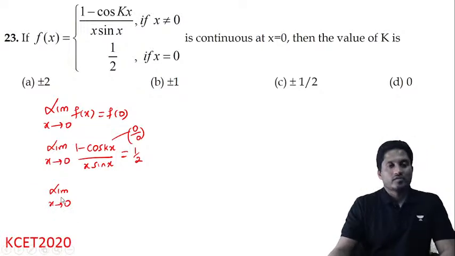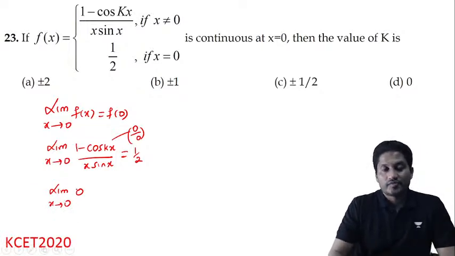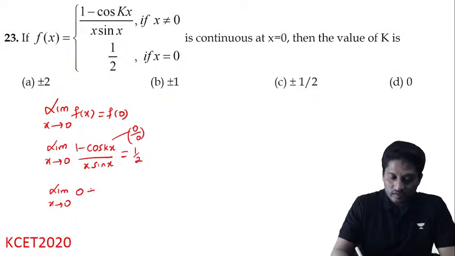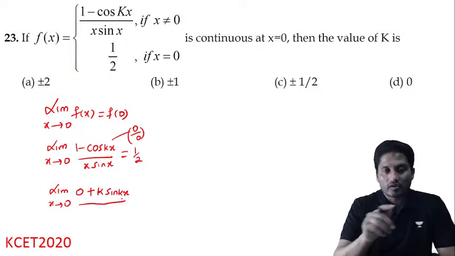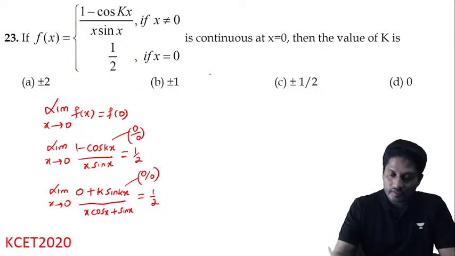Limit x tends to 0, differentiation of 1 is 0, right? Differentiation of cos kx is minus k sin kx, so this is plus k sin kx. And in the denominator, I'll use the product rule, u into v dash plus v into u dash, which is equal to 1 by 2. Again, this is 0 by 0, so we'll use L'Hopital's rule once again.